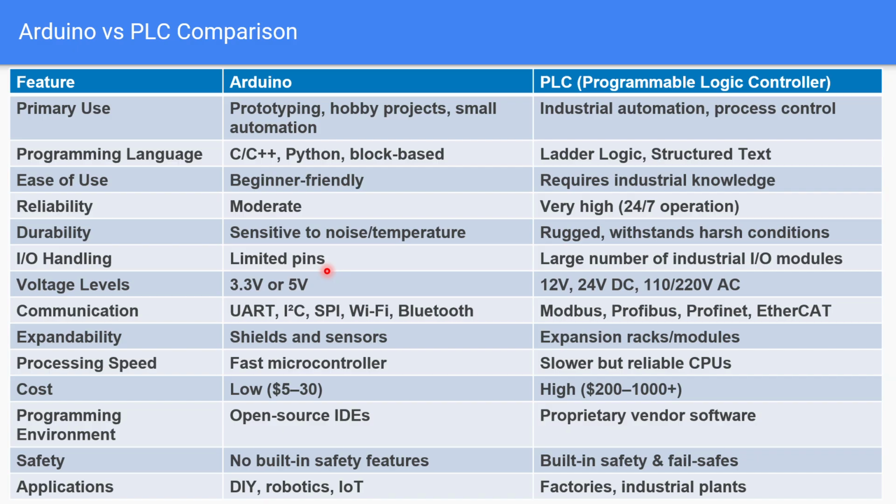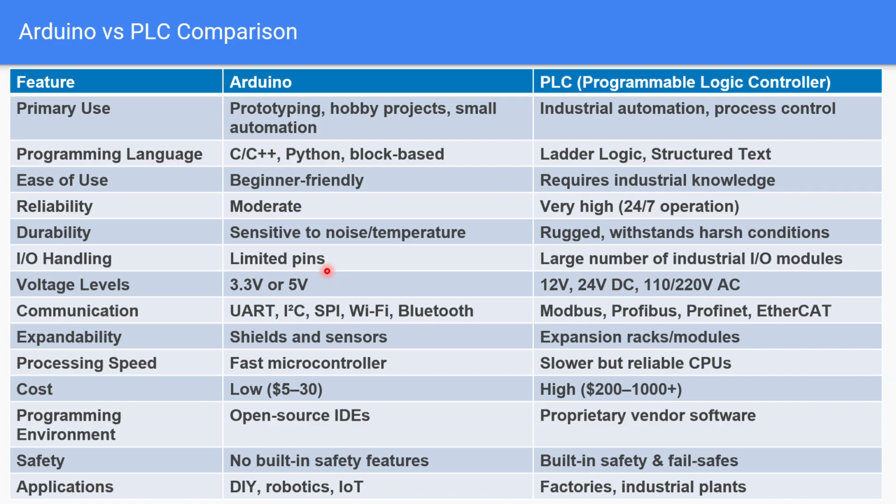IO handling: limited number of pins for Arduino. For PLC, you have hundreds, even thousands, and you can expand it very easily. The voltage level is 3.3 to 5 volt. In PLC, usually it is 12 or 24 volt. Communication: usually serial communication, SPI, Wi-Fi, Bluetooth, but industrial grade communication is available in PLC like Modbus, Profibus, Profinet, EtherCAT, and so on and so forth.